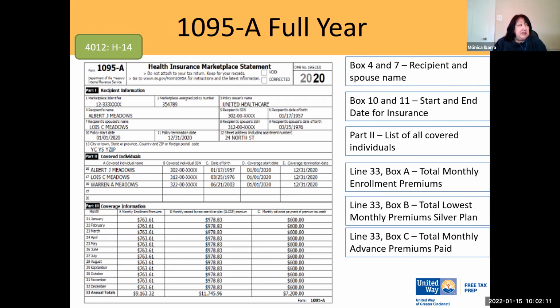So a little bit of explanation as to what column A and column C are. Column A is what the plan costs. So the plan for this family costs $763.61 a month. And then C is the assistance that they got to pay their plan premium. So this family was paying $163.61 a month for their health insurance every month. Okay. So it's pretty easy to read. It's pretty easy to enter.